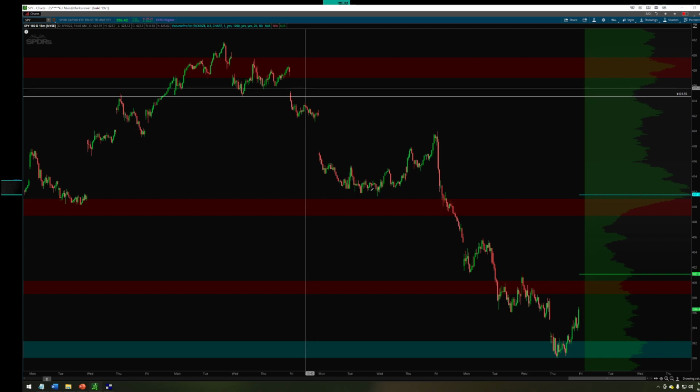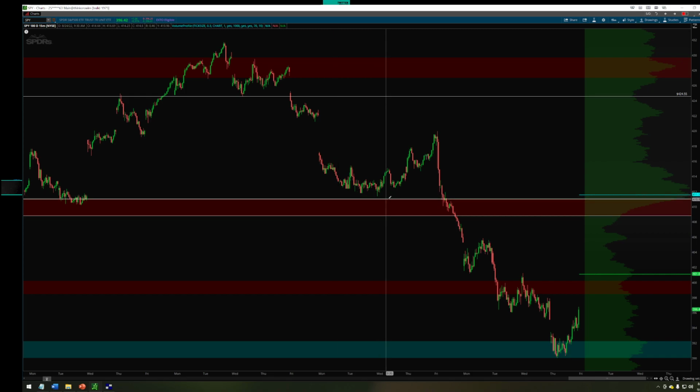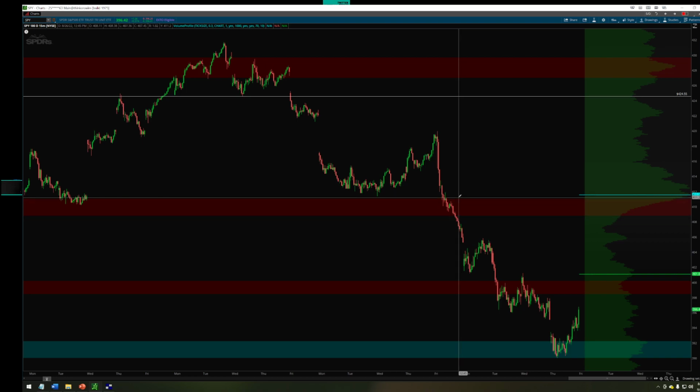Or if you're here, you're not gonna take it short here, right? Because you're approaching this area. You have to wait until it breaks the zone. So it prevents you from doing a very stupid trade where you want to get short here and you're short in the hole, no? Is that how they say it?